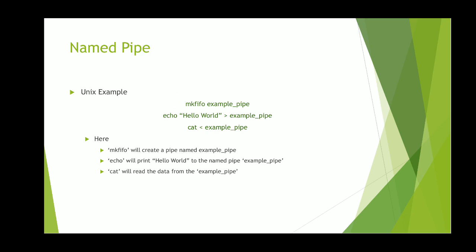Here the commands are echo and cat, and the communication between these two commands or these two processes is obtained using the named pipe example pipe. Here initially the echo hello world command will write the hello world string to the example pipe, and using the cat command we read the content of this example pipe and display it in the terminal.